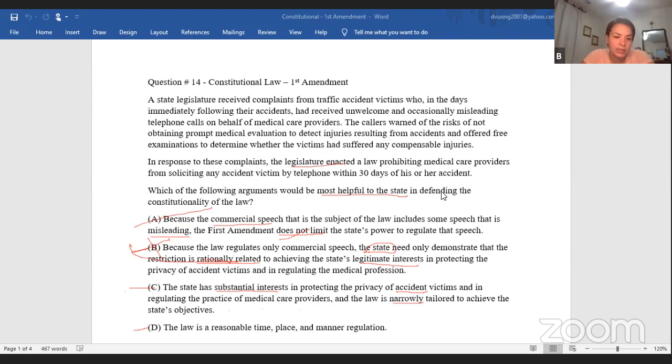I'm going to go with D because they're regulating the time and the place, like within the 30 days of the accident. And I don't think it triggers any of the heightened scrutinies unless it's privacy. D is my answer, Mr. V. I strike this. Okay.